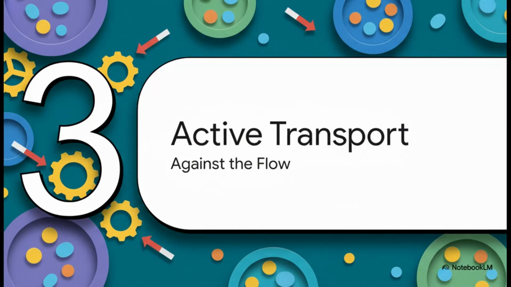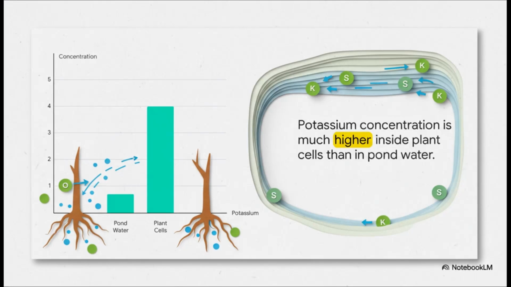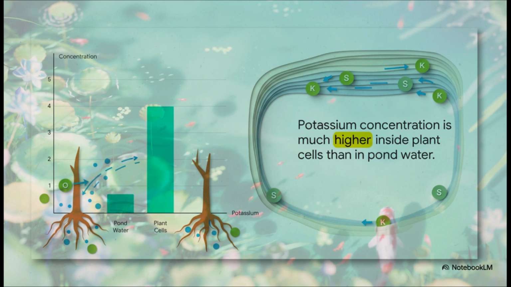All right, so we've seen how cells can just let things drift down a gradient for free. But what if a cell needs to collect something that's already more crowded inside the cell than outside? Well, for that, it's got to spend some energy. And that's where active transport comes in. Check out this chart for a second. It's a bit of a puzzle.